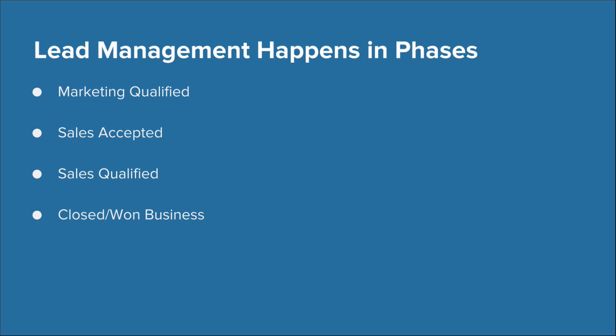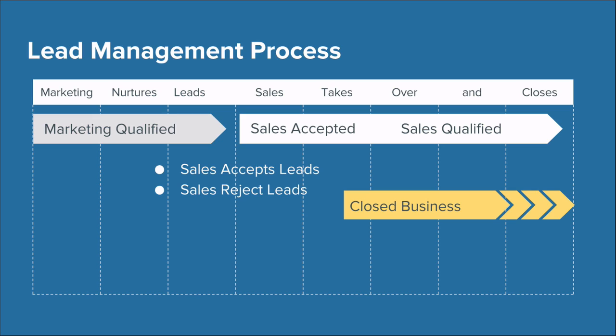Marketing qualified is the first one. Sales doesn't want to talk to anyone that hasn't been qualified through marketing. Then there's sales accepted. Sales will look at the different leads that are sent over, accept them, or reject them, which happens in some cases. Then there's sales qualified. Sales has said, all right, yes, this is business we're pursuing. That's essentially what sales qualified means, that they're actively pursuing to close that customer. At the end, there's closed won business. And it all looks like this.